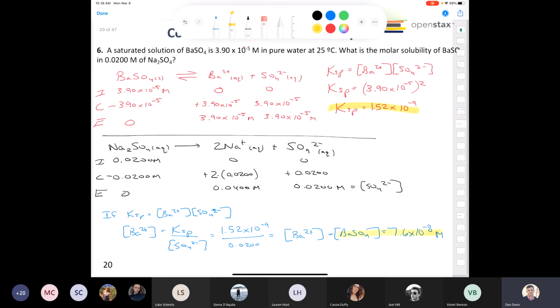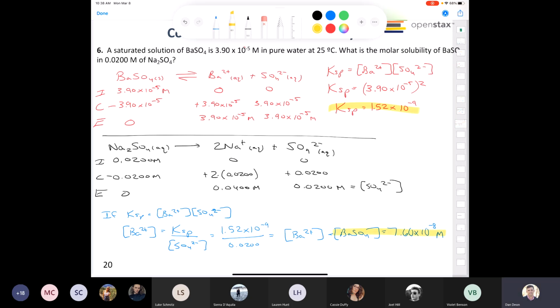So there is the answer. The molar solubility of barium sulfate is 7.6 times 10 to the negative 8. Oops, I guess I could have included an extra sig fig there. I think I could have had 3 sig figs, because I have 3 here and I have 3 here, and 3 everywhere else. Let's see here. 1.52 times 10 to the negative 9 divided by 0.0200. So I could have, yeah, 7.60. All right, so 7.60 times 10 to the negative 8 molar, like that.